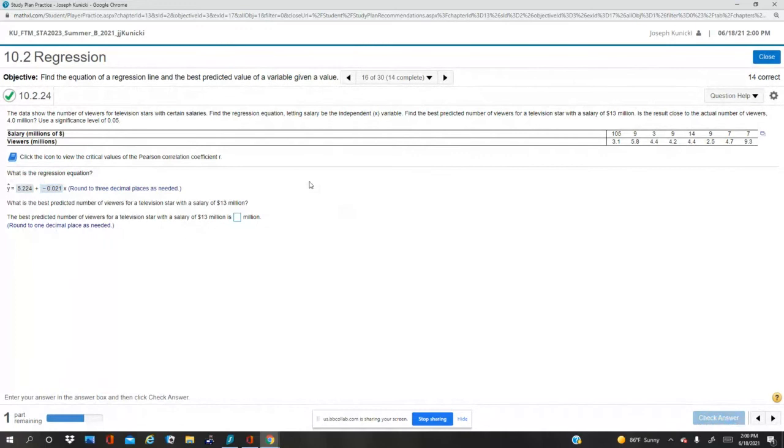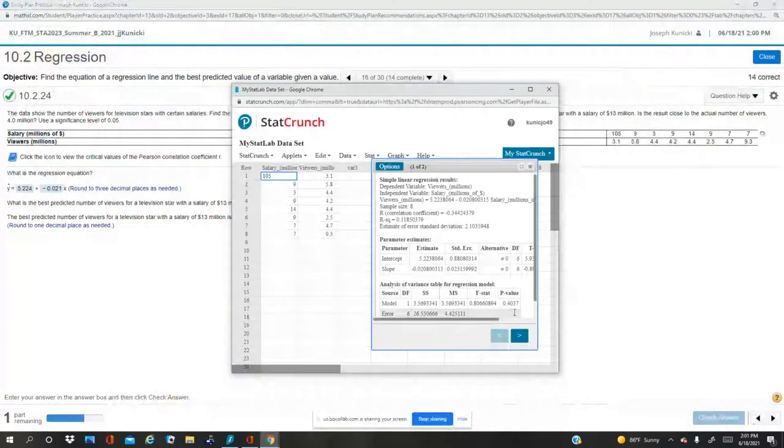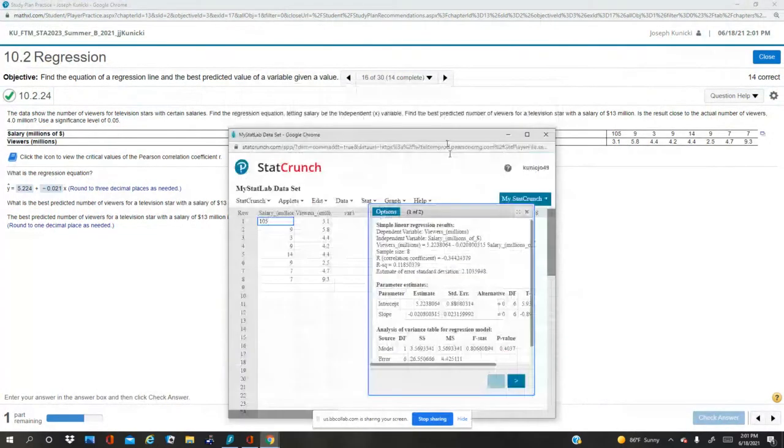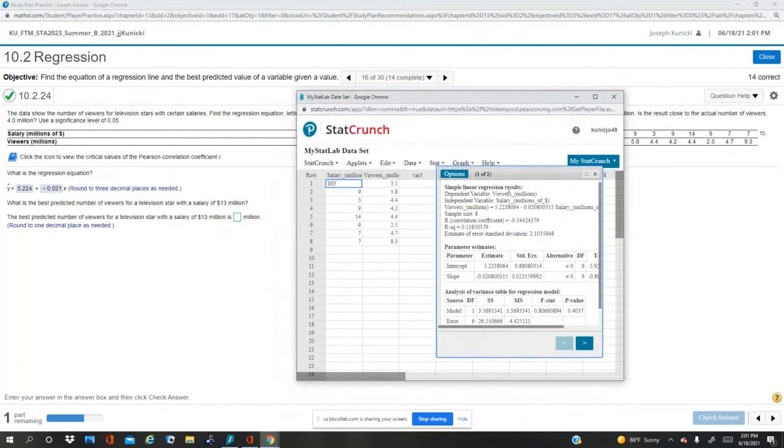Now, what's the best predicted number of viewers for a television star with a salary of 13 million? Right off the top, you're going to think, well, I just put in 13 for x in the equation above, and that's my answer, rounded. But we have to go back and check, make sure that the equation applies, and look at the p-value. The alpha level's 0.05. The p-value is huge. It's not low, so we can't reject the null. There is no correlation. We can't use the equation to estimate it. We have to use the average value of y.